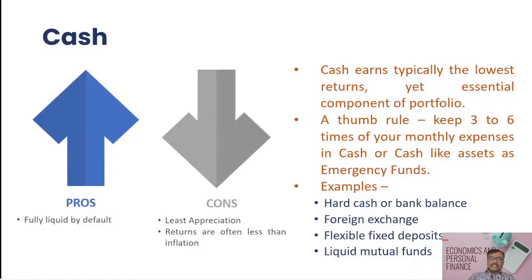Now there are certain pros and cons of the cash asset class. Cash is the safest form of investment as there is no or little risk involved. Liquidity: cash is highly liquid, meaning you can access your funds quickly and easily when needed. Cash can work as an emergency fund. In an emergency, you can use cash.